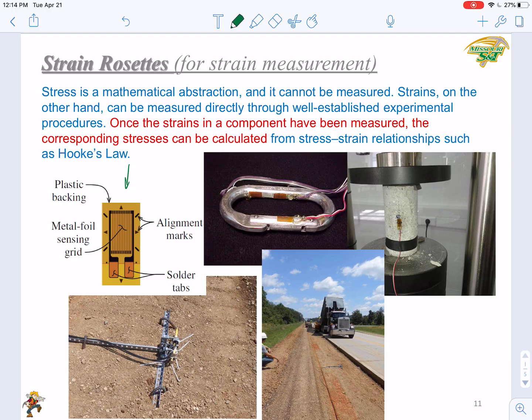Okay. So what is shown in this slide are some examples. You can see the structural members where the strain gauges can be attached to measure the linear strain values at a point. Okay, or they can be embedded in some structures, like a concrete pavement, to measure the local strain values.